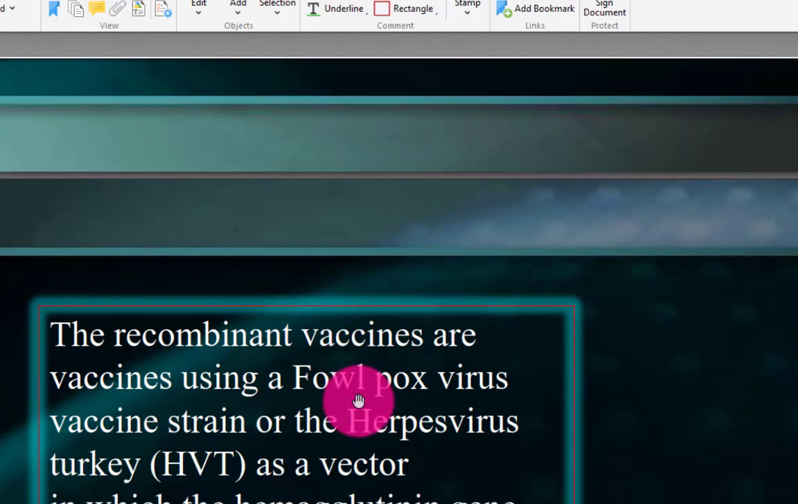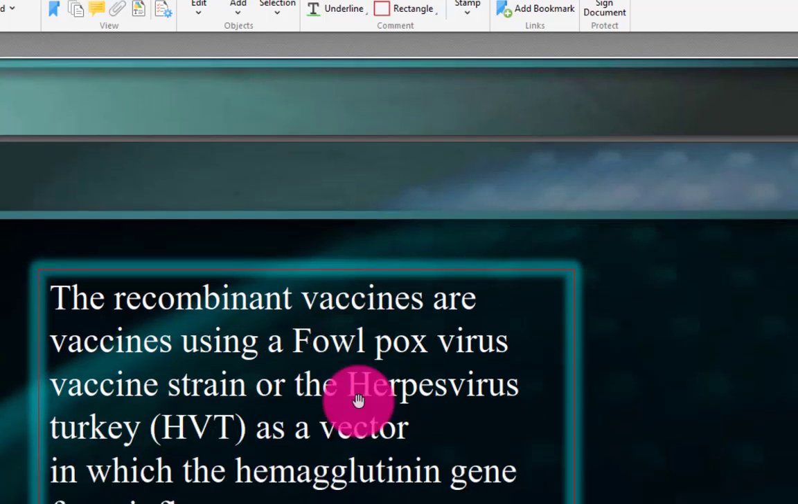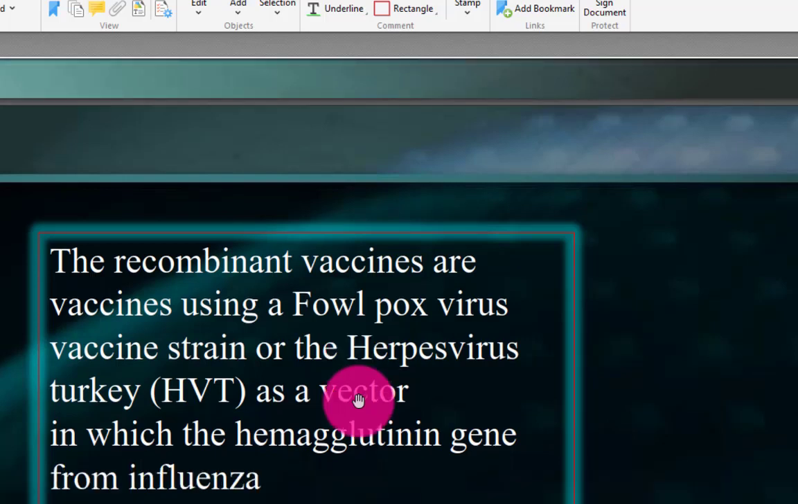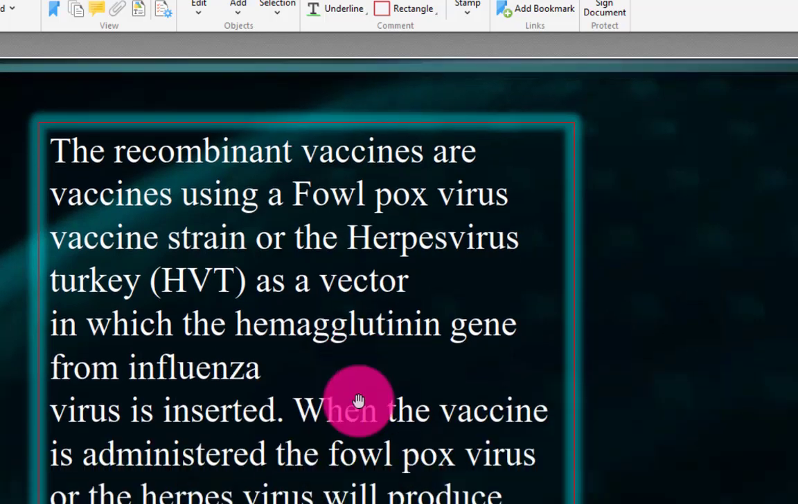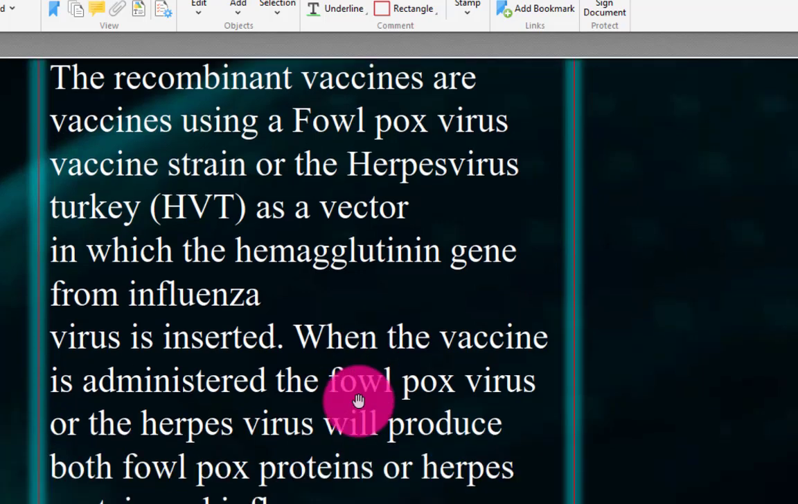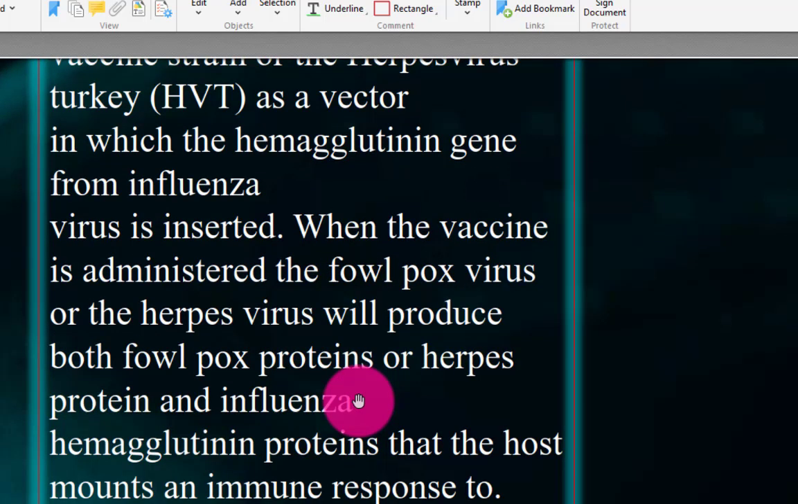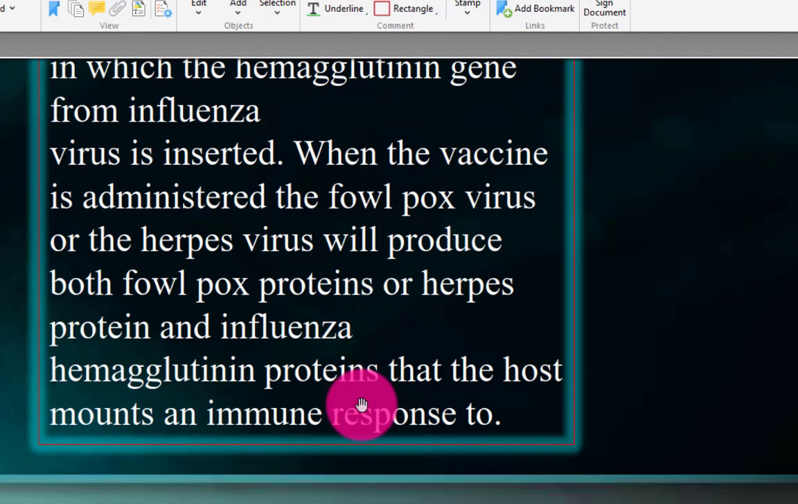The recombinant vaccines use a fowlpox virus vaccine strain or the herpesvirus of turkeys as a vector, in which the hemagglutinin gene from influenza virus is inserted. When the vaccine is administered, the fowlpox virus or the herpesvirus will produce both fowlpox protein or herpes protein and influenza hemagglutinin protein that the host mounts an immune response to.